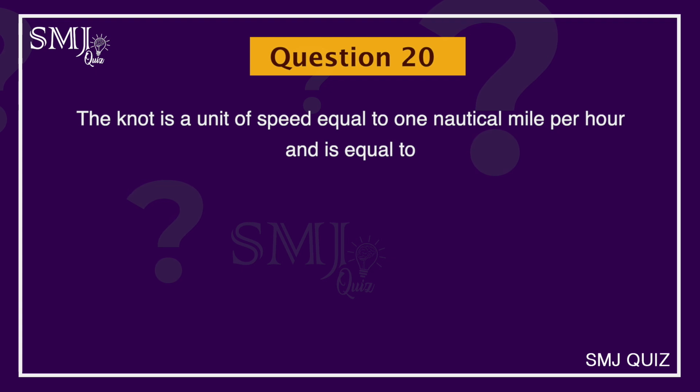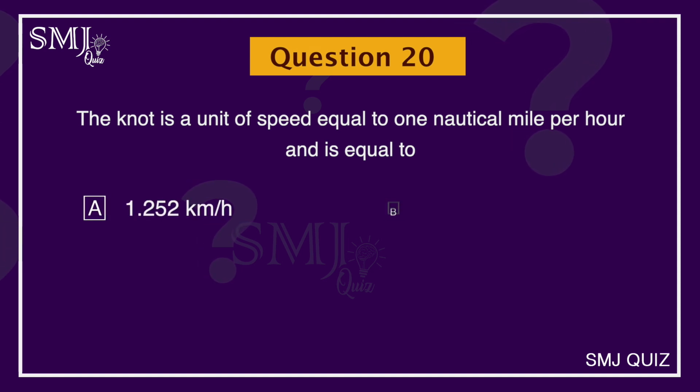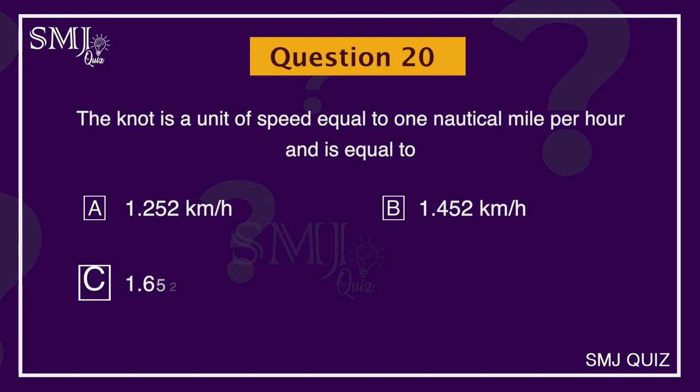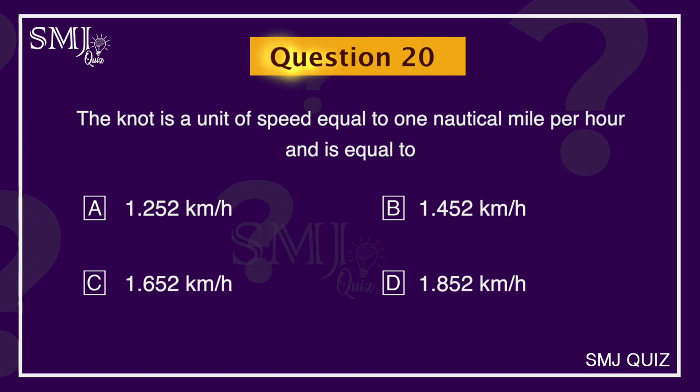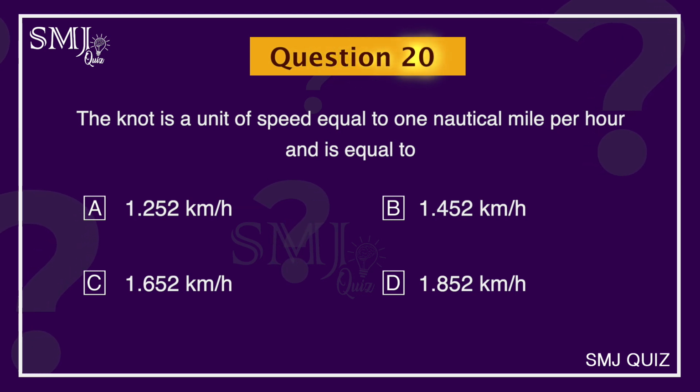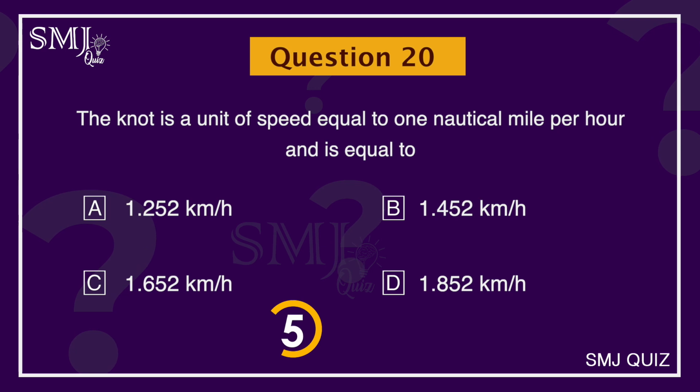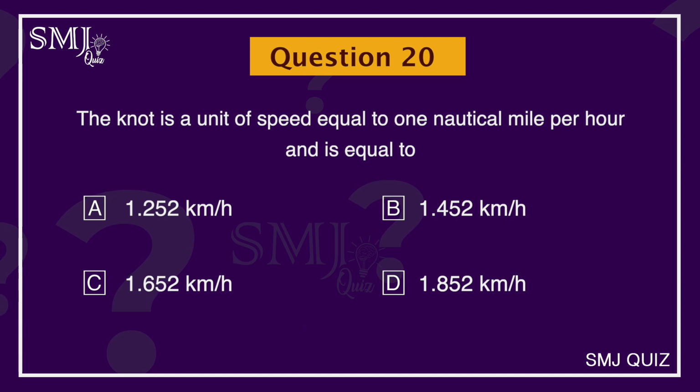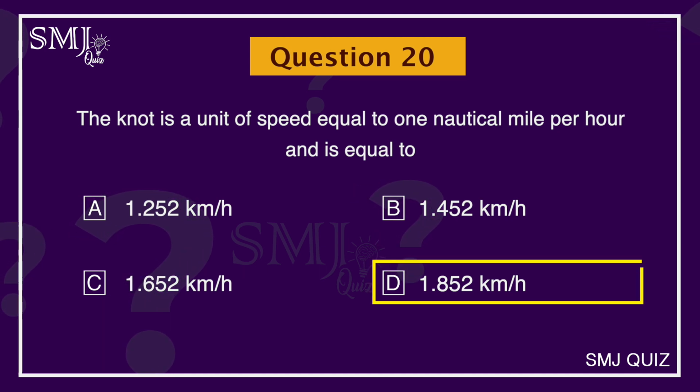Question 20. The knot is a unit of speed equal to 1 nautical mile per hour and is equal to A. 1.252 km per hour, B. 1.452 km per hour, C. 1.652 km per hour, D. 1.852 km per hour. The answer is D. 1.852 km per hour.